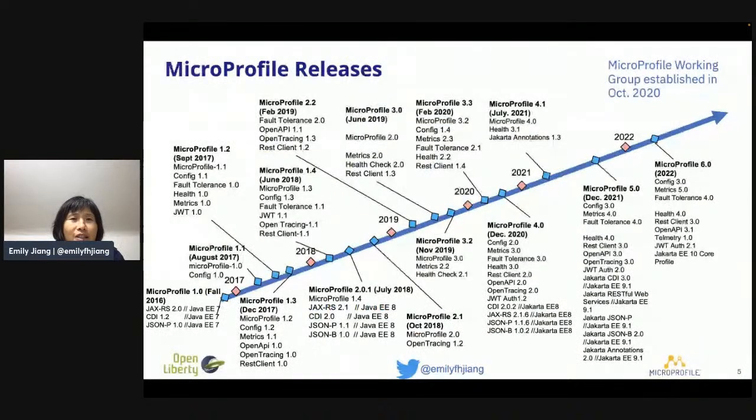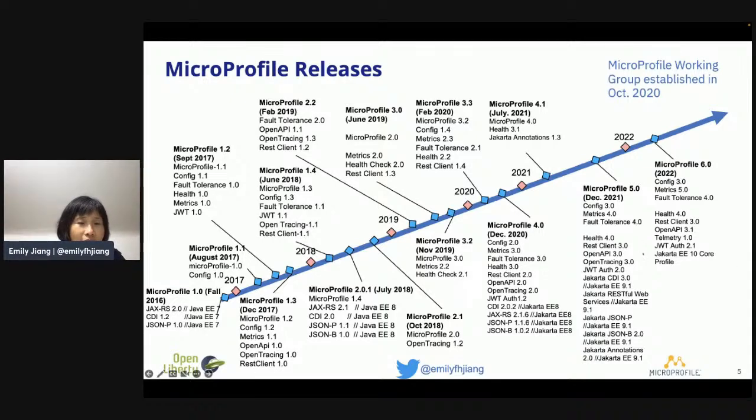As you can see in this slide, I briefly demonstrate the MicroProfile releases. MicroProfile was established in 2016. Briefly, every year since then, it has had 3 releases. And in 2022, we have MicroProfile 6 because it contains a lot of updates, plus the re-baseline to the Jakarta EE 10 Core Profile.